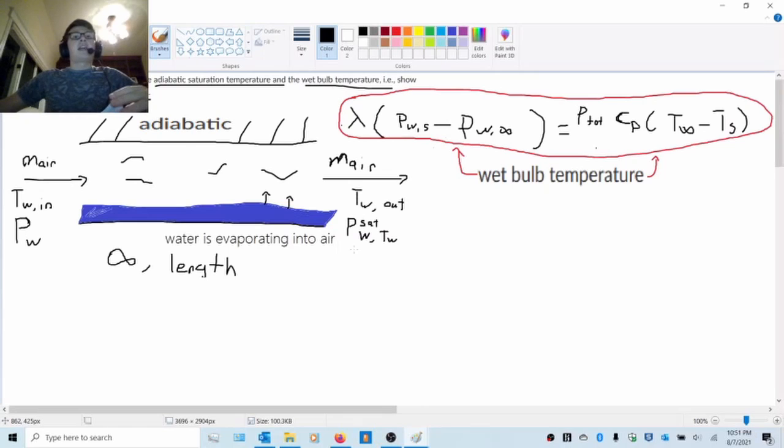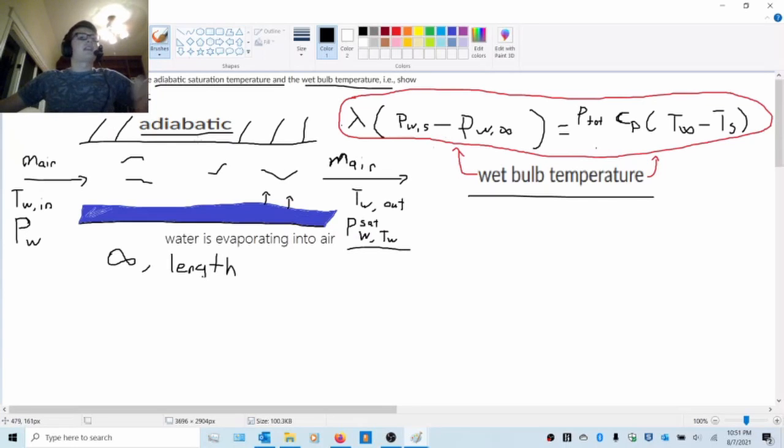And at the end, because this pipe is infinitely long, that means that the partial pressure of water in the air is actually going to be the saturation pressure at the end for whatever temperature the system is. So that's the T_W. You'll see a couple of variables similar to what we talked about in part 2 with the wet bulb temperature. So this was explained in the last part.